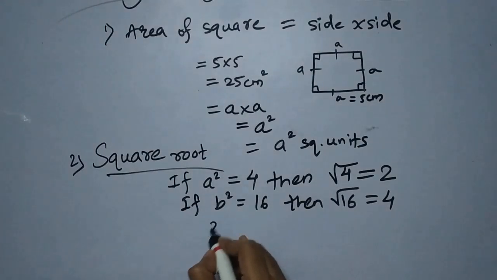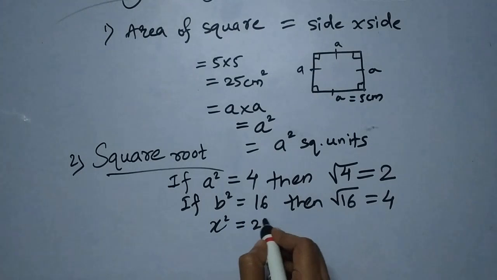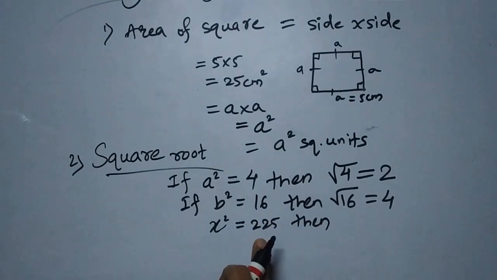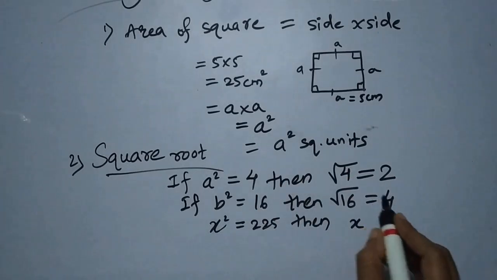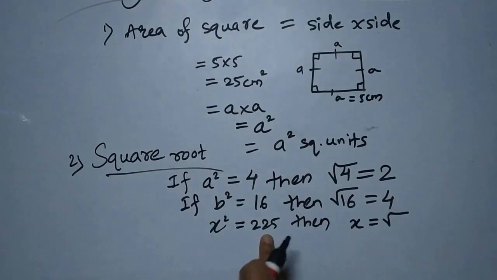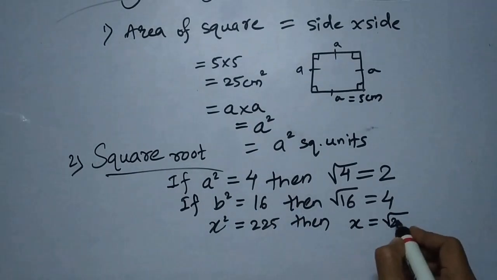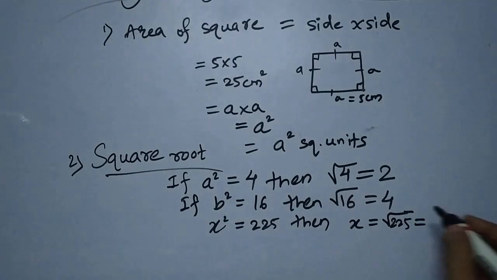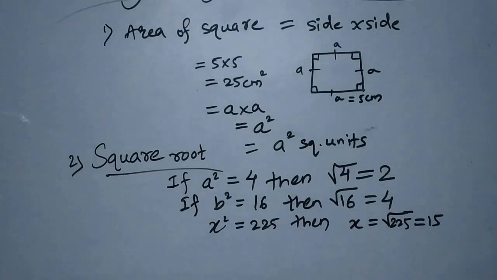If x square is there, which is 225, and you want to find out which number multiplied by itself gives 225, it is x square. If you want just x, we need to take its square root. So the square root of 225 means which number multiplied by itself gives 225, it is 15.